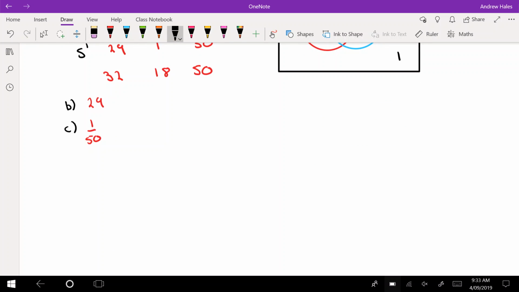Question 5. So for question 5, we have been given a Venn diagram and we need to try and find the numbers and the probabilities that they're asking us to find. So A is the number of A intersection B. Now that is the number of elements, per se, that is in both A and B, and that's just 7.